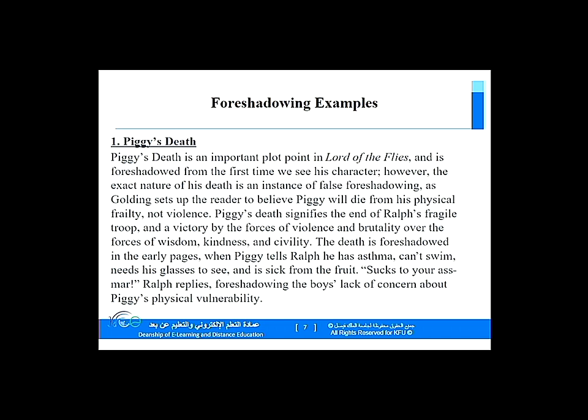Piggy's death signifies the end of Ralph's fragile troop and a victory by the forces of violence and brutality over the forces of wisdom, kindness, and civility. The death is foreshadowed in the early pages when Piggy tells Ralph he has asthma and he can't swim and he needs his glasses to see and is sick from the fruit. "Sucks to your asthma," Ralph replies, foreshadowing the boy's lack of concern about Piggy's physical vulnerability.